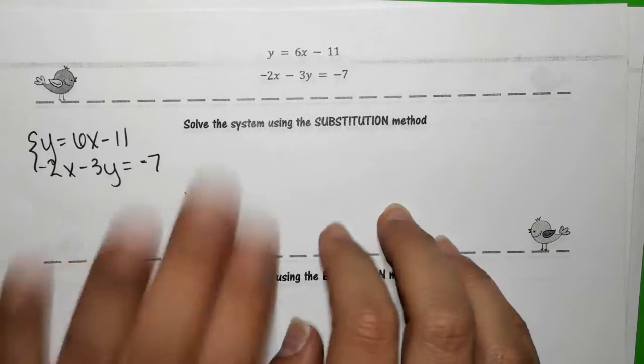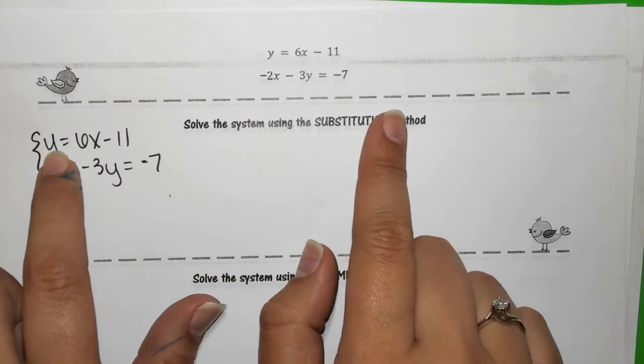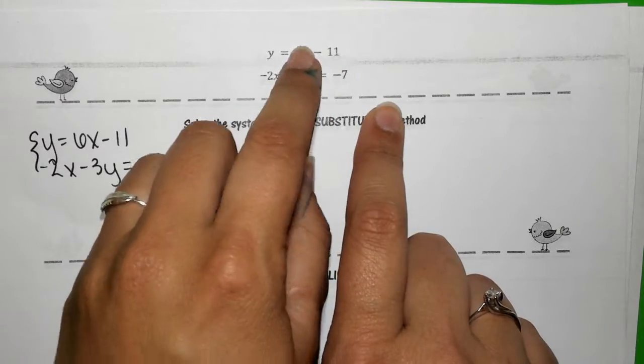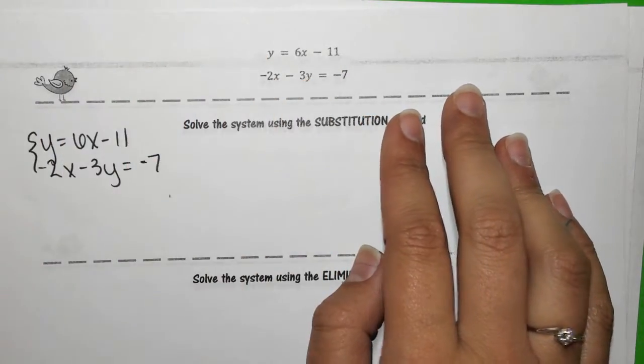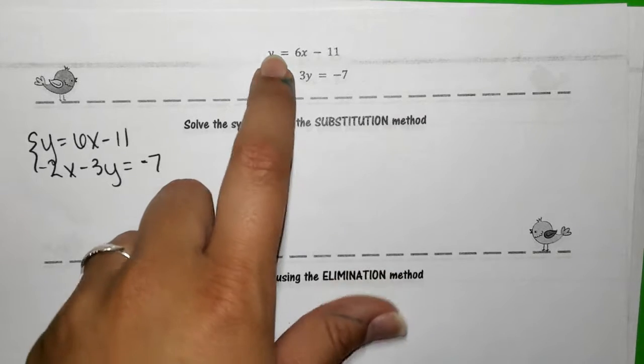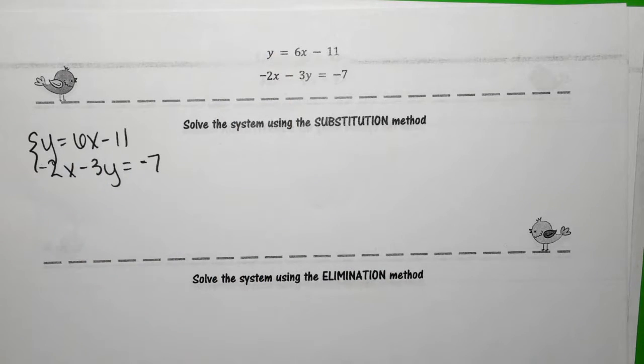Alright, so we are using substitution because we have a variable by itself. Now, if 6x was over here, we would use elimination. If they were both solved for y, we would use graphing. But since we have y by itself, we're going to start with substitution.